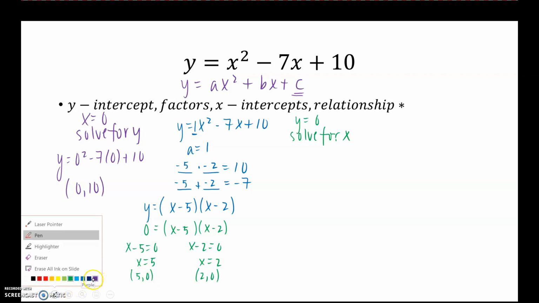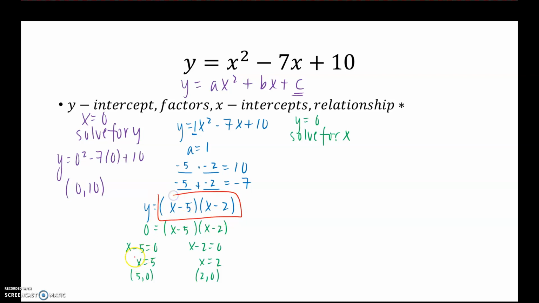Check this out. I asked you for this and we had a hard time making this connection. What's the relationship between the factors and the x-intercepts? The factor is x minus 5. The x-intercept is x equals 5. The factor is x minus 2. The solution, the x-intercept, is x equals 2. Factors and your x-intercepts, they're opposites of each other. So if my factor is negative, my x-intercept has to be positive.